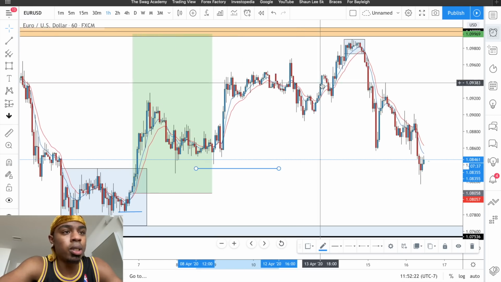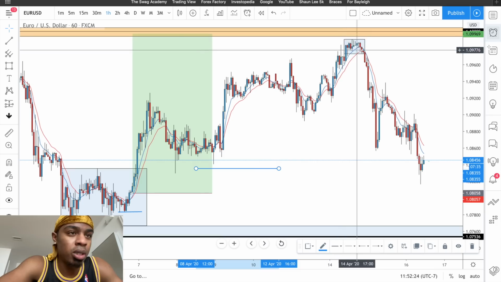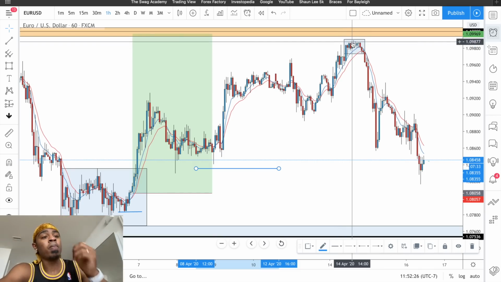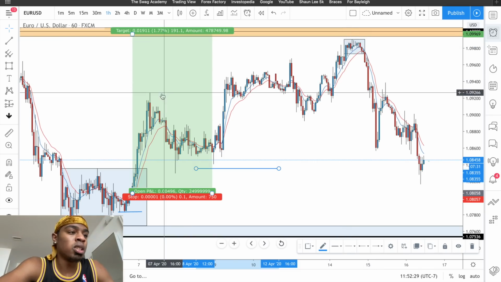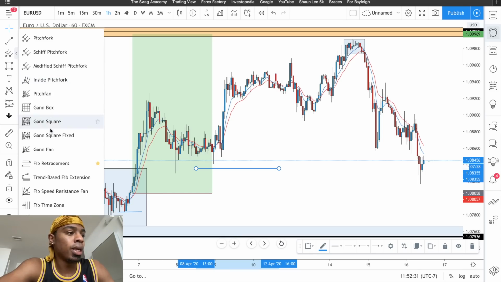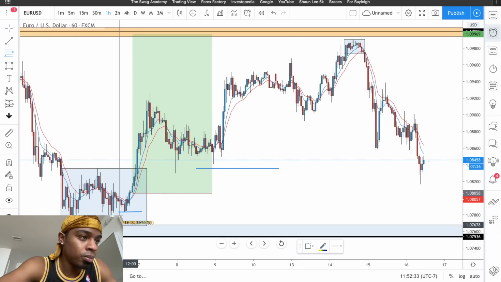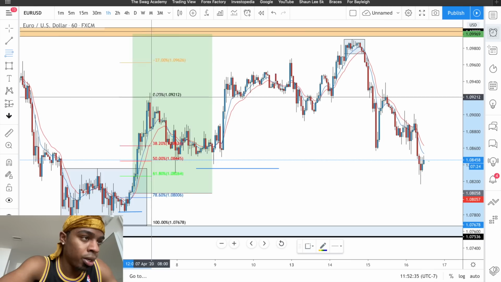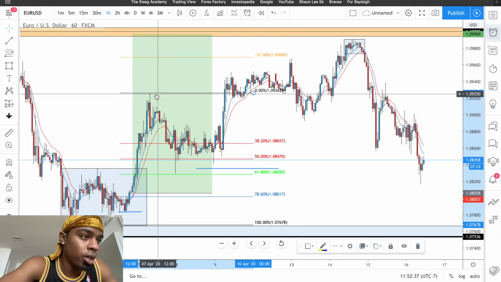And guess where it goes? It goes right to our take profit, maybe a few pips below it. Doesn't matter. Manually close. Simple as that. You could even use the Fibonacci to get to that 27 extension from the bottom to the top, which is over here, this top right here, to that top right here.